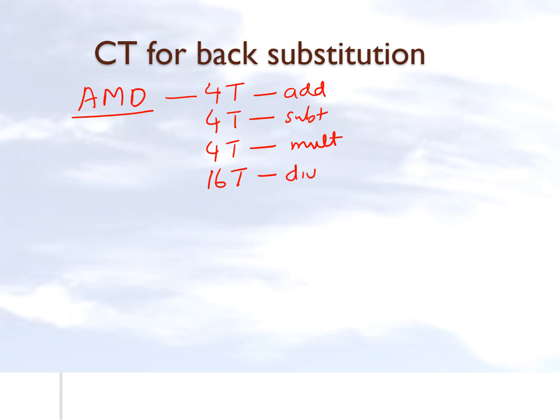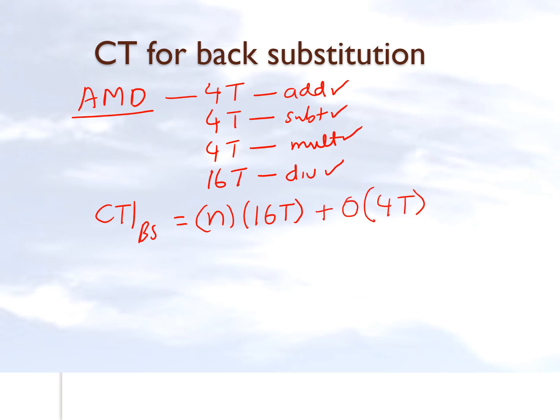So that is the amount of time it takes to do one floating point operation: 4t for addition, subtraction, and multiplication, and 16t for division, t being the clock cycle time. Then the total time our back substitution is going to take is based on that. We already know that we have n divisions, and each division takes 16 clock cycle times, so that will be plus 16t. We already know that no additions are taking place, so it will be 0 times 4t.